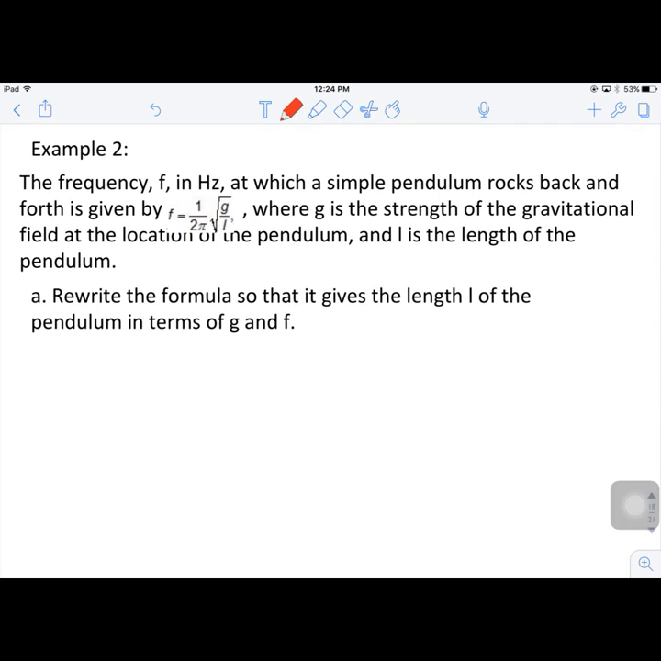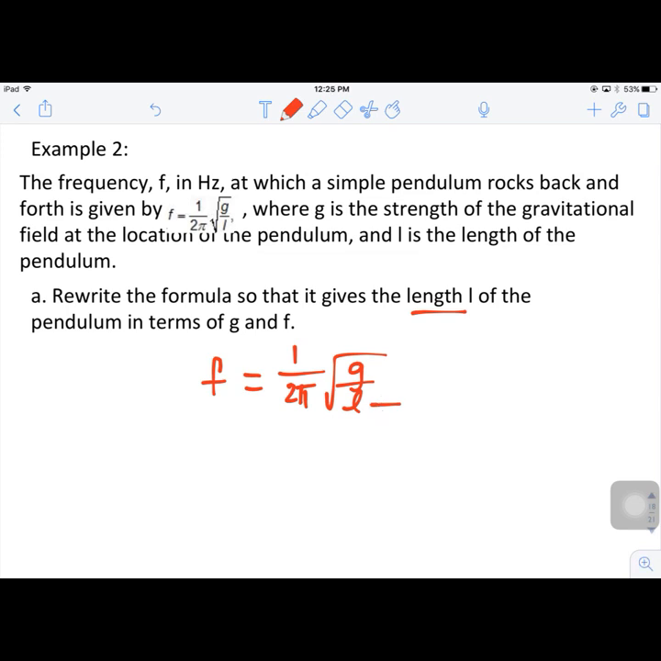For the next problem, it's a word problem. So a frequency f in hertz of a simple pendulum is given by this function. So let me write down 1 over 2 pi times the square root of g over L, where g is the strength of the gravitational field at the location and L is the length. So part A says rewrite the formula so that it gives the length L of the pendulum in terms of g and f, which means we're going to have to solve for L.